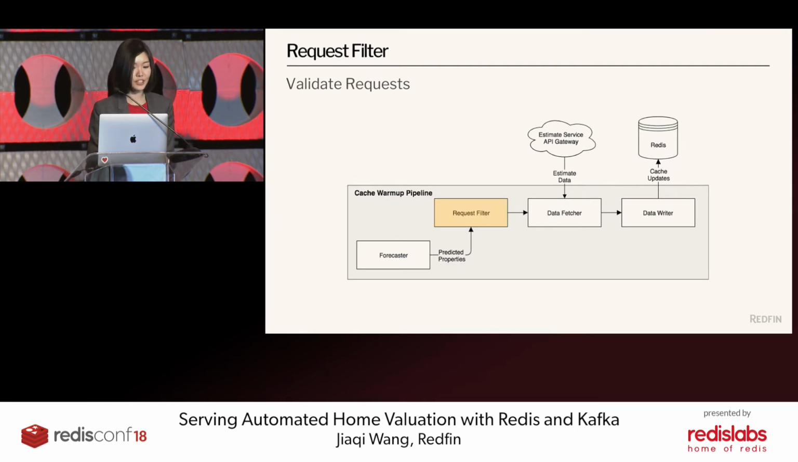The request filter is responsible for validating requests. So what are the things it's validating against? First thing, if the estimate value for a given home already exists in the cache, there's no need for us to fetch it again. They will be filtered out. Second, checking if a given property can display its estimate value at all. Remember earlier I talked about these legal rules we store in the database that decides whether or not we can show a specific piece of data? Yes, that is it.